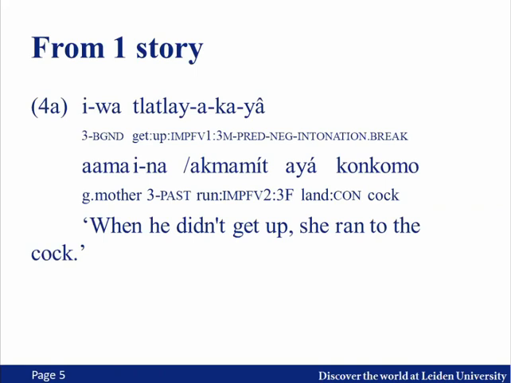So this is an example from the story of the hare and the cock. And the cock has this time outwitted the hare. And at the end of the story, when the poor hare didn't get up, the wife of the hare ran to the cock. So we have: he was not getting up. He was trying to, but he didn't get up. Tlatlai, we have the imperfective here, again, by the reduplication of the penultimate consonant.